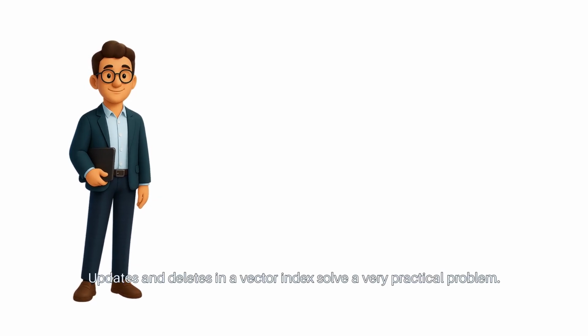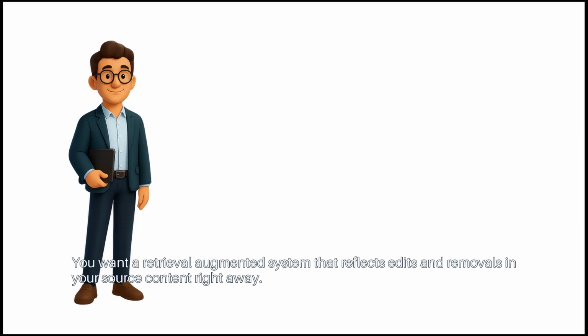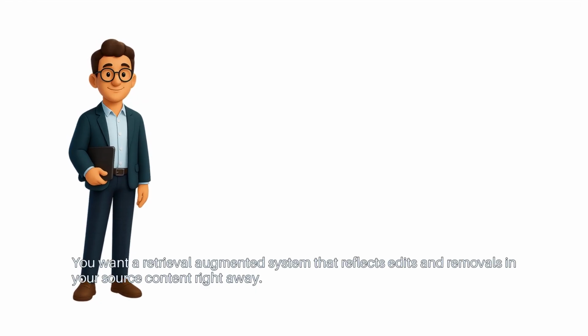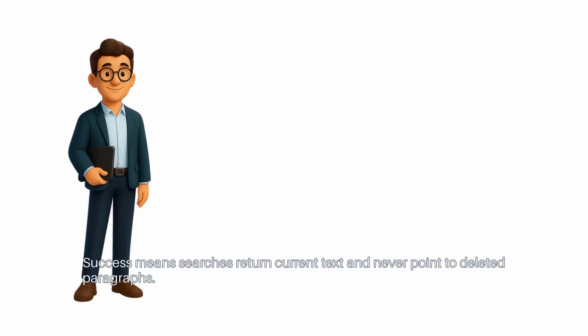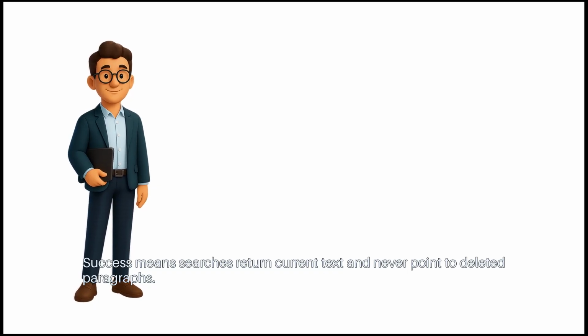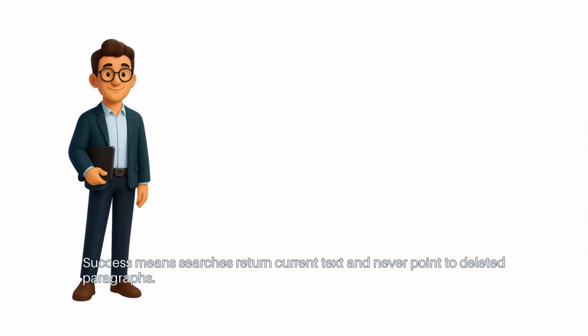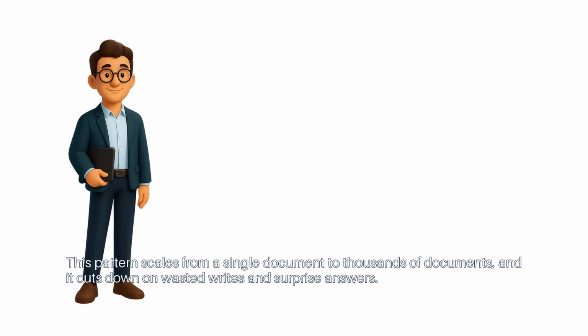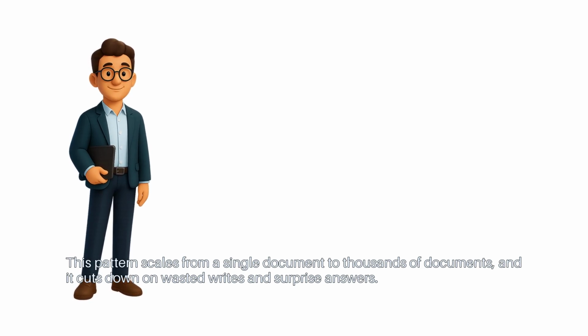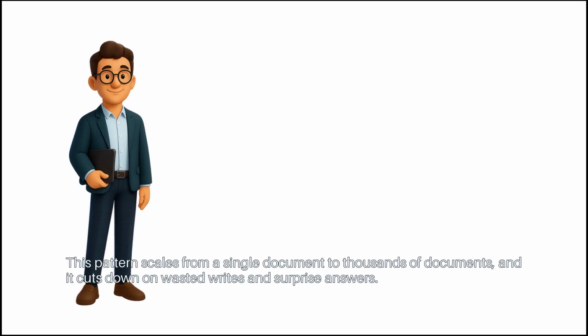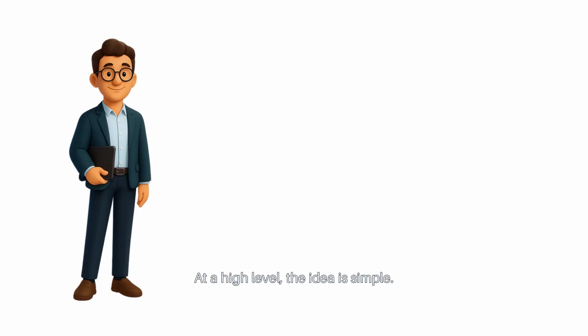Updates and deletes in a vector index solve a very practical problem. You want a retrieval-augmented system that reflects edits and removals in your source content right away. Success means searches return current text and never point to deleted paragraphs. This pattern scales from a single document to thousands of documents, and it cuts down on wasted writes and surprise answers. At a high level, the idea is simple.